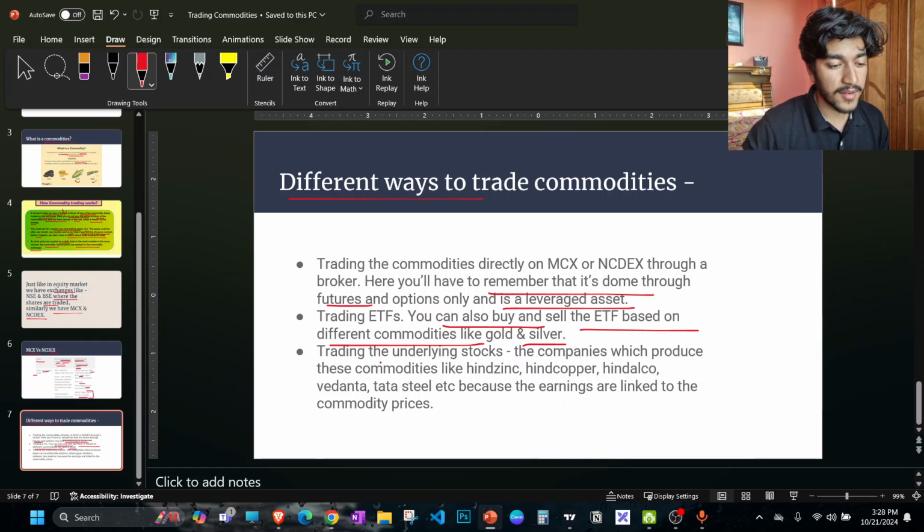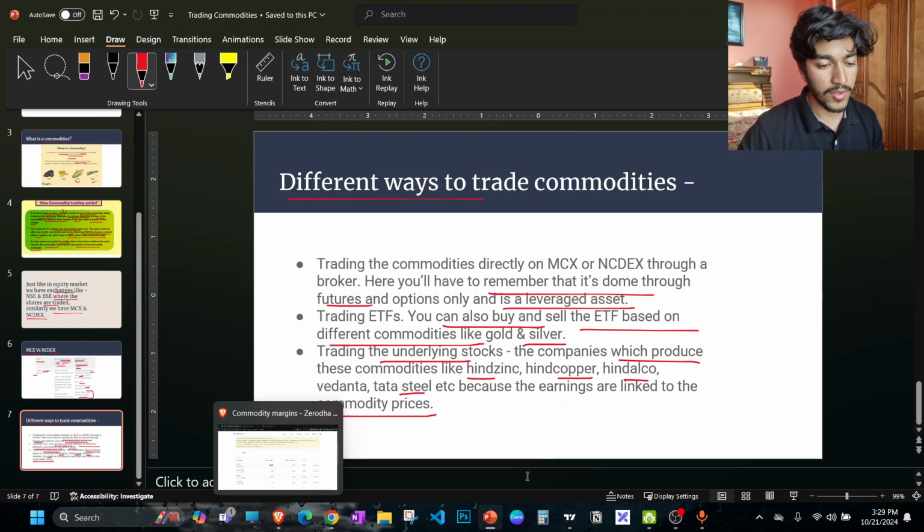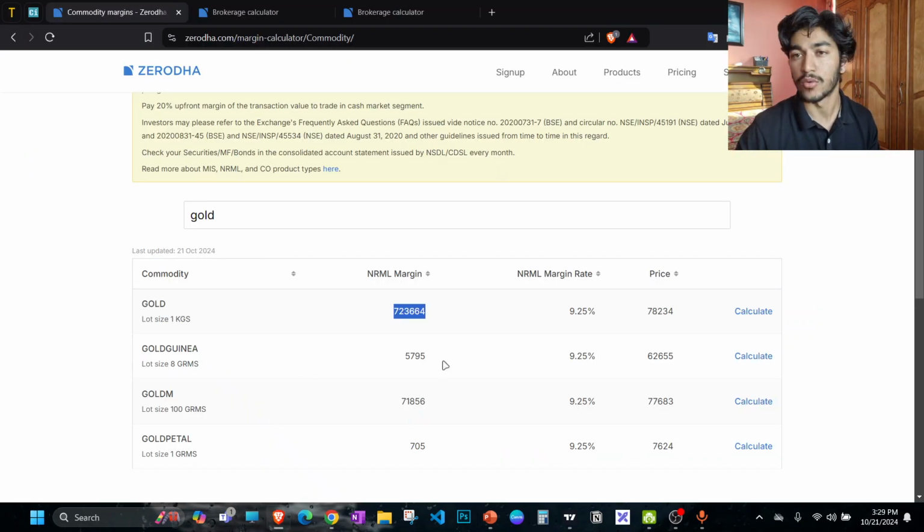And the third way, which is also not very popular and is a bit different, is trading the underlying stocks, the companies which produce those particular commodities. If you want to trade zinc and zinc prices are increasing, which company will benefit from that? The company that produces zinc, like Hindustan Zinc, Hindustan Copper, Hindalco, Vedanta, Tata Steel, etc. Because the earnings are linked to the underlying commodity prices. So when commodity prices go up, the producers of these goods will definitely make a lot of money.